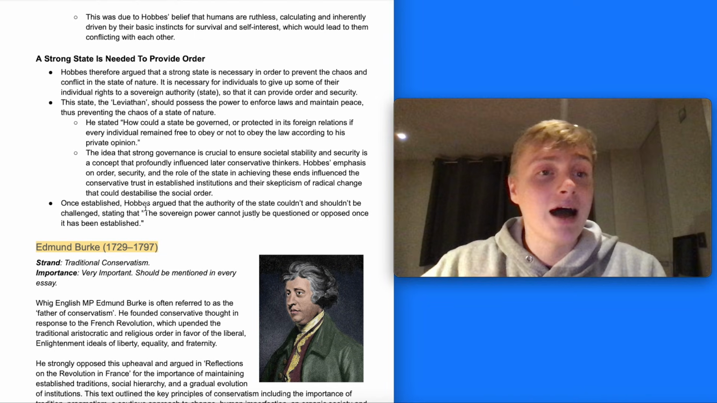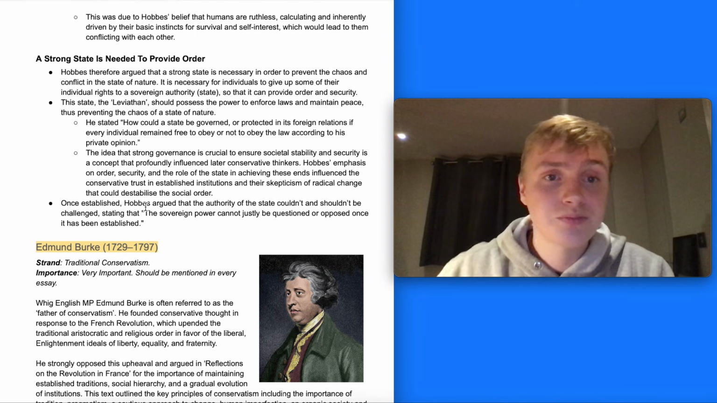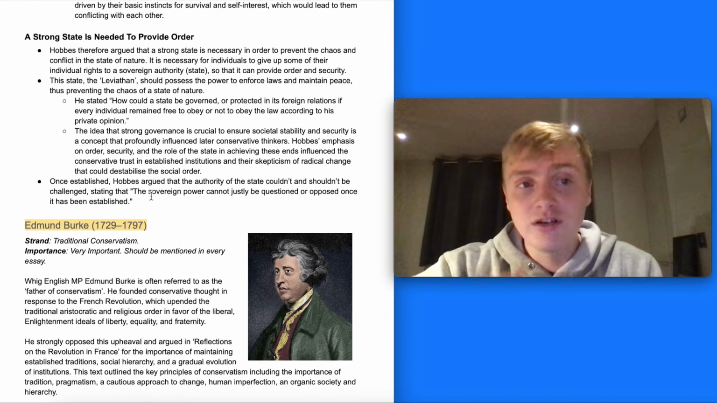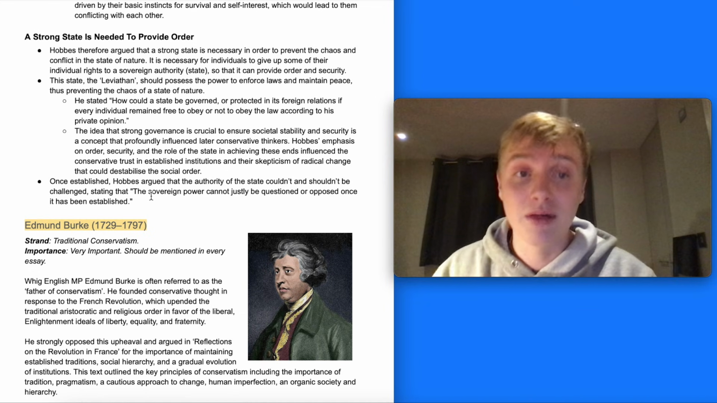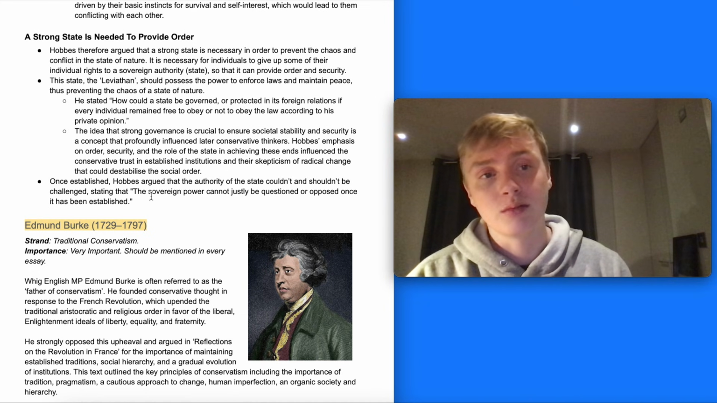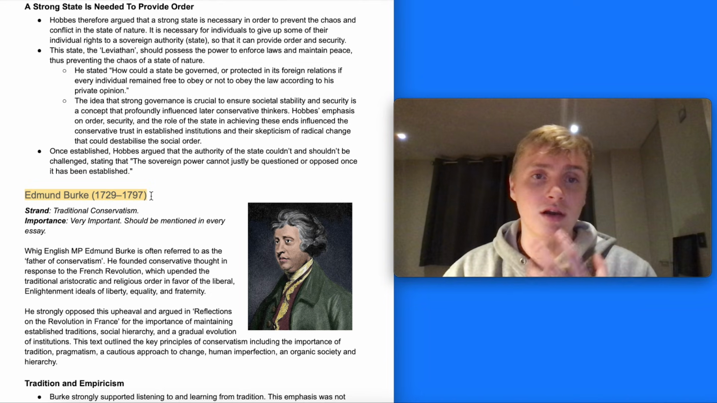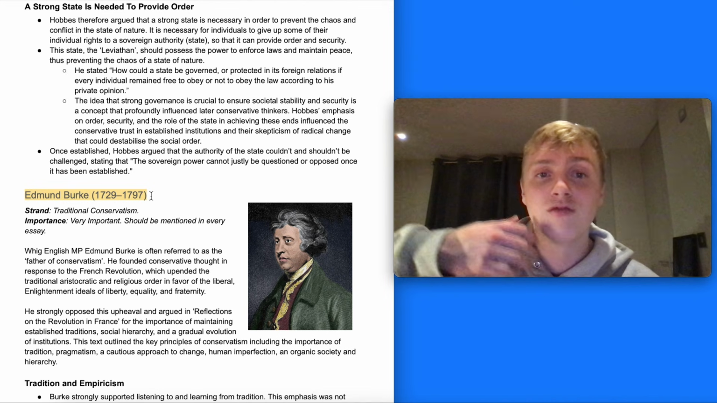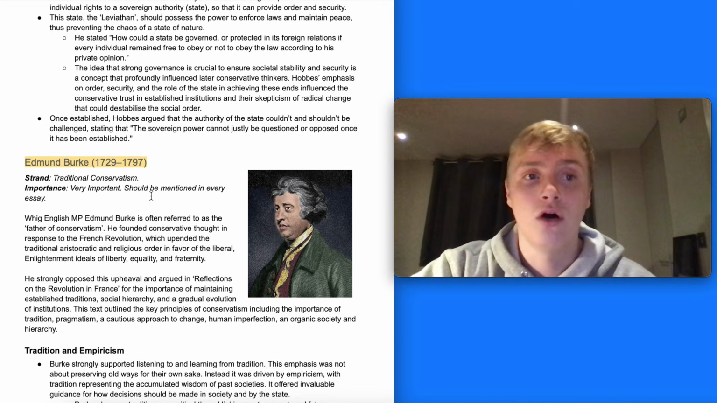And as a result of that, he believed that a strong state was needed to provide order. So he thought that a strong state was necessary to prevent the chaos and conflict in the state of nature, and it's therefore necessary for individuals to give up some of their rights to the state so they can provide order and security. So the state, which he called the Leviathan, this sovereign authority, should possess the power to enforce laws and maintain peace, therefore preventing the chaos of the state of nature.